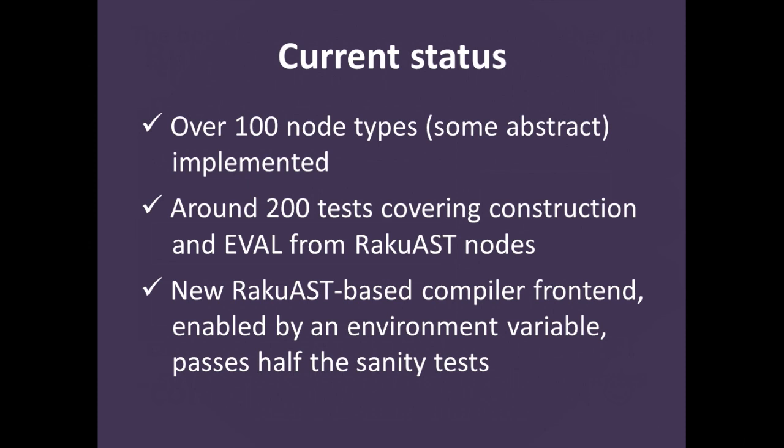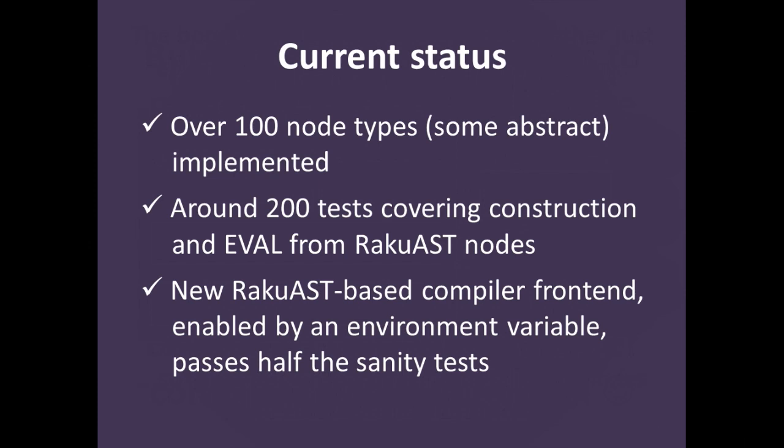So at this point, I have over 100 node types implemented. Some of those are abstract, so they're in the most extreme cases just markers. In many cases, they provide bits of functionality that are composed into the various other concrete node types. There are some hundreds of tests already covering the construction and evaluation of these nodes. So these cover the case where we synthetically produce RakuAST nodes. There never was any source code, and then we evaluate from the AST, and we never go via the source.